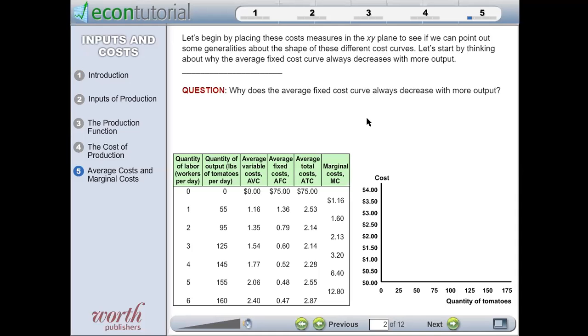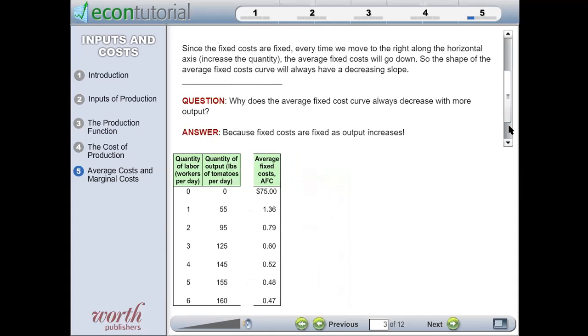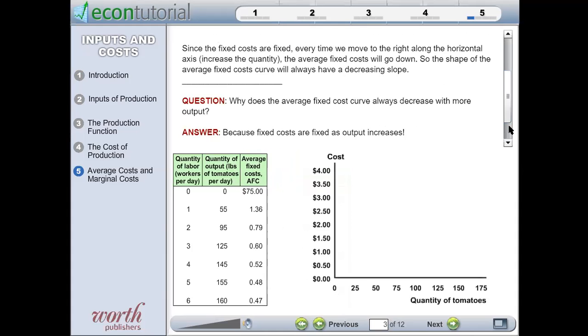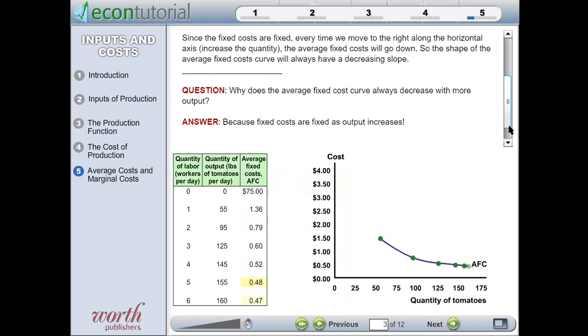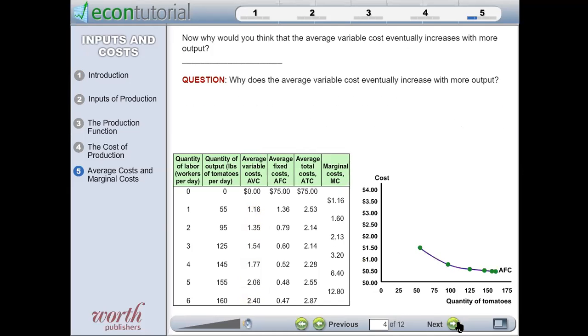So with increasing output, the fixed cost actually gets distributed to every increasing number of units in the production. That's why we have a downward decreasing trend in the average fixed cost. Okay, so let's see, why does the average fixed cost curve always decrease with more output? I explained it to you. As more units of output get produced, the fixed costs are distributed over more output units. So this would be the shape of average fixed cost.